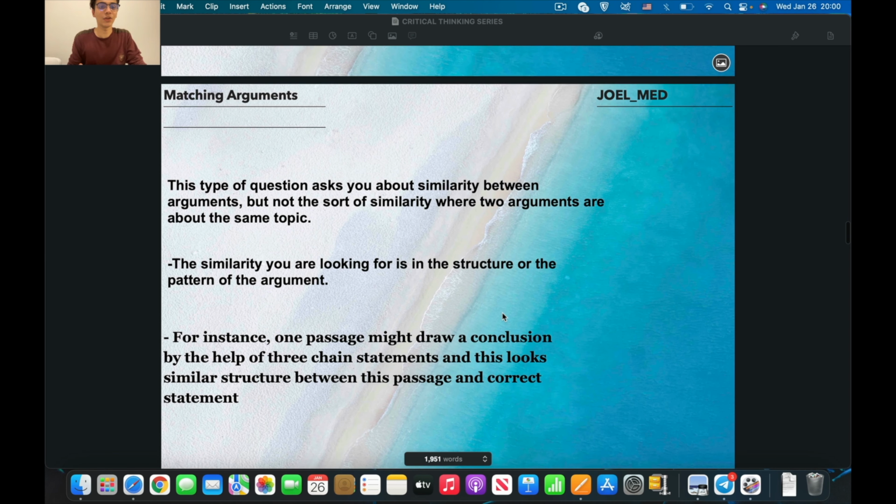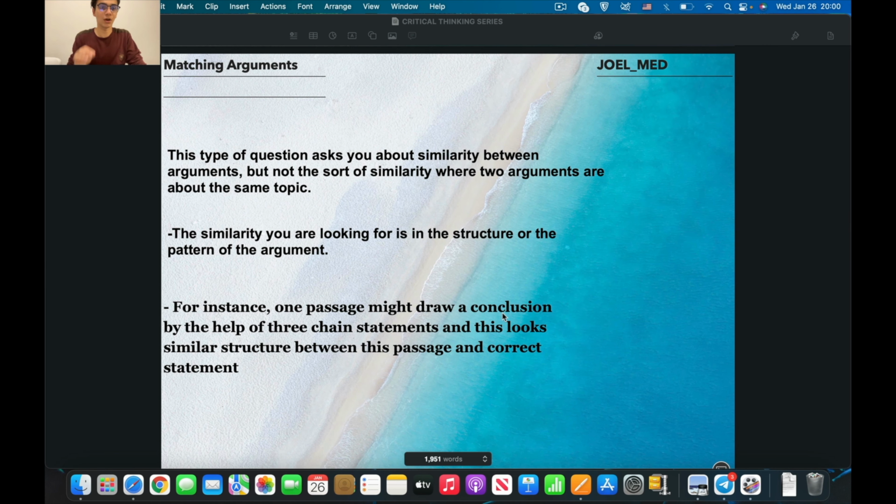Another type of question is matching arguments. This type of question asks you about similarity between arguments, but not the sort of similarity where two arguments are about the same topic. So what is the sort of similarity? The similarity is that they follow each other by the pattern. So you have to check them by the pattern.